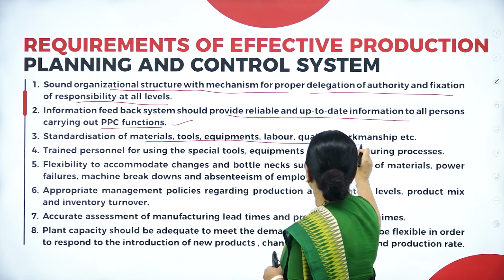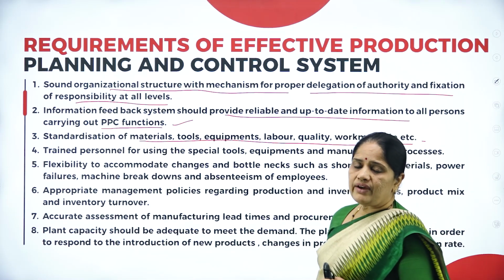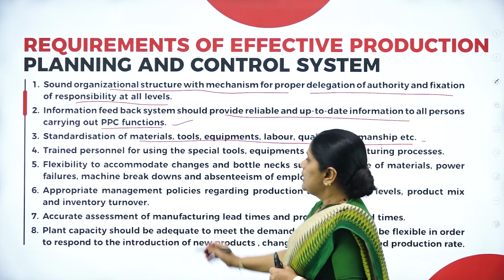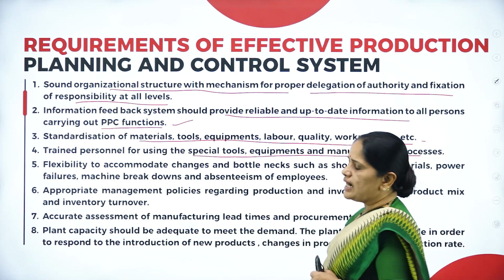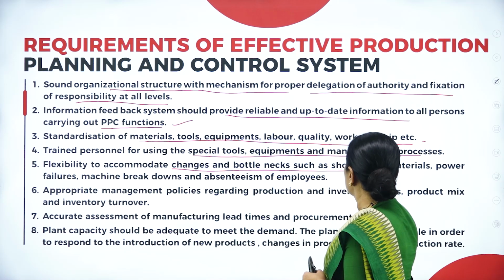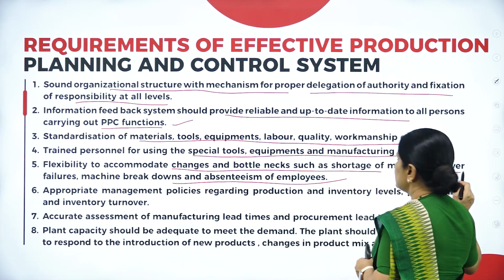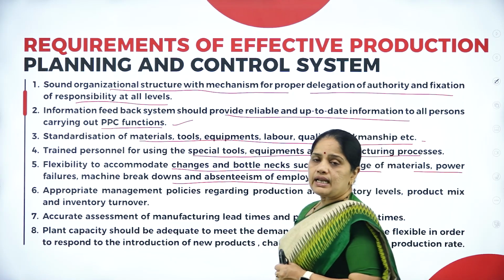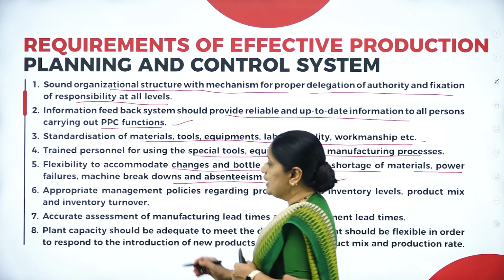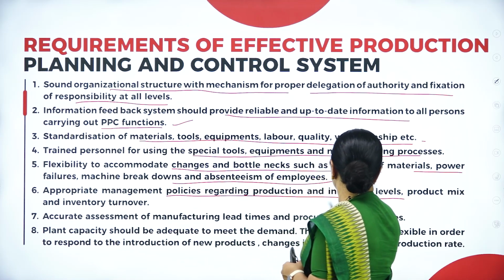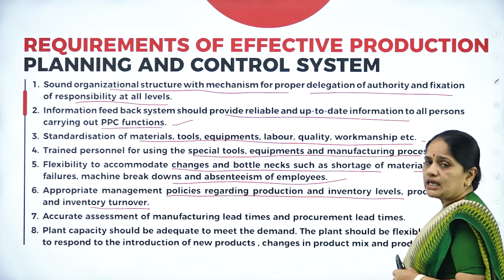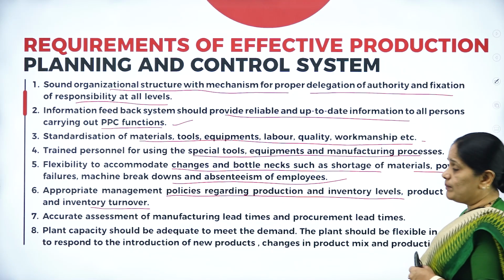Standardization of materials, tools, equipments, workmanship, etc. So you have to ensure that there is standard tools, standard procedure, standard equipment, trained personnel for using special tools and manufacturing processes. Then flexibility to accommodate changes and bottlenecks. So, to curtail shortage of materials, power failures, breakdowns and absenteeism. So, in order to avoid all this, what is the backup plan you have? Appropriate management policies regarding production inventory level, product mix and inventory turnover. So, what are the various policies we have, whether they are favorable or not?